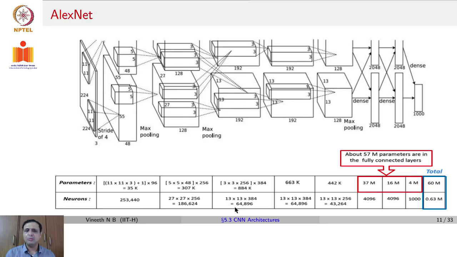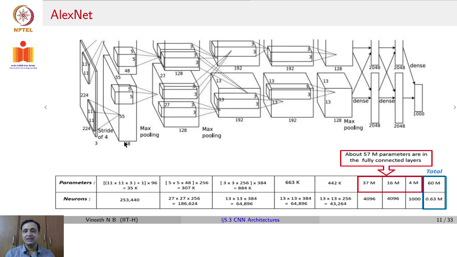By a neuron, we mean each pixel in a feature map in the next layer. That's what constitutes a neuron here. And because we do pooling, the size of the image goes from 224 cross 224 to 55 cross 55 to 27 cross 27 to 13 cross 13. And because of the reducing size, the neurons reduce. But the number of parameters keep increasing because the number of filters taken are significant.